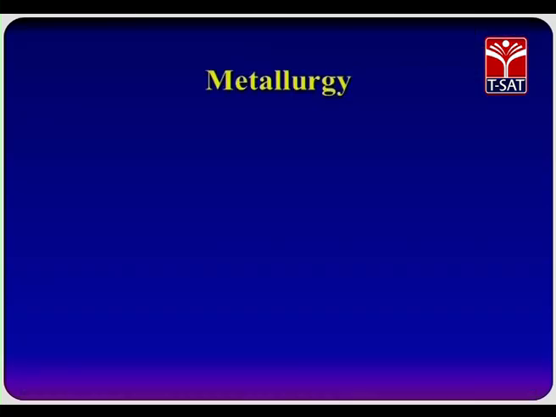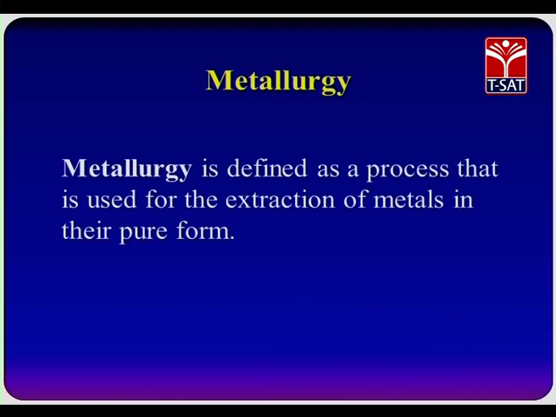Children, metallurgy is defined as a process that is used for the extraction of metals in their pure form. Like gold and silver we use in making ornaments, these are the pure forms of metals which we use in making ornaments. But if you take iron, is iron obtained in the same pure form in nature? No, it is obtained in nature in the earth's crust mixed with different types of impurities.